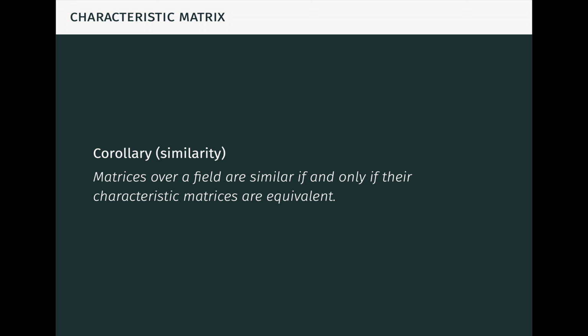It follows from this theorem and the proposition about equivalent presentations that matrices over a field are similar if and only if their characteristic matrices are equivalent. At first glance, it might seem like we've only reduced the problem of similarity for scalar matrices to a harder problem of equivalence for polynomial matrices. But the equivalence problem is tractable.